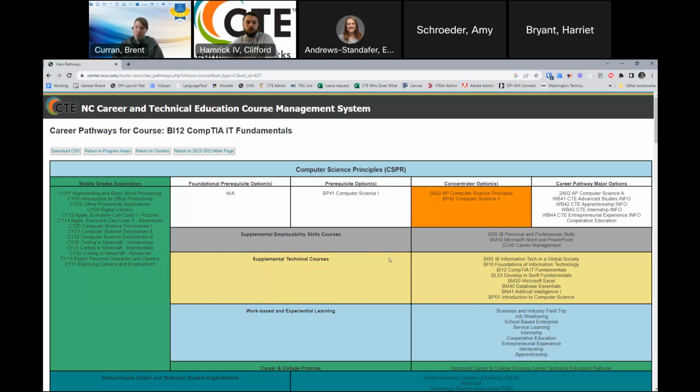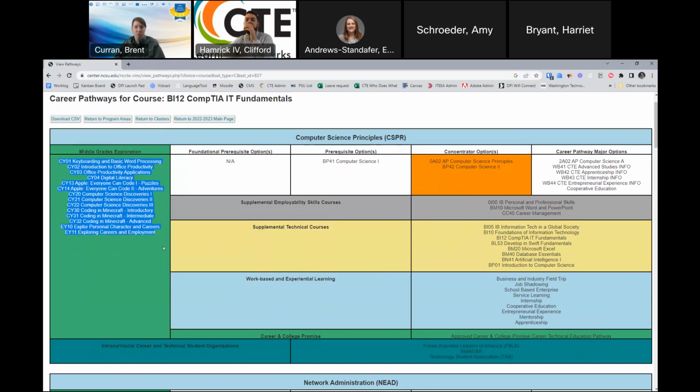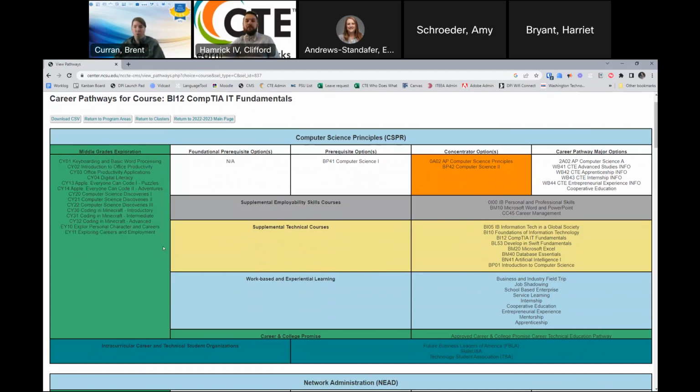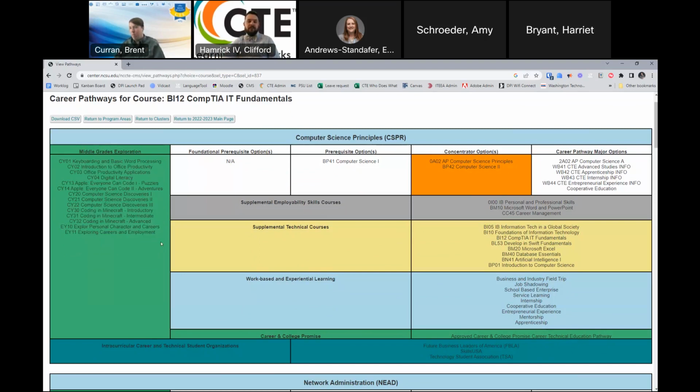So there's a lot of information on these career pathways, first of which is middle grades exploration. We've chosen to leave this information off of our slides because, for the most part, we have it in there. I'm going to talk about it next after you get done talking about the CMS system. I'm going to do a quick overview of it.